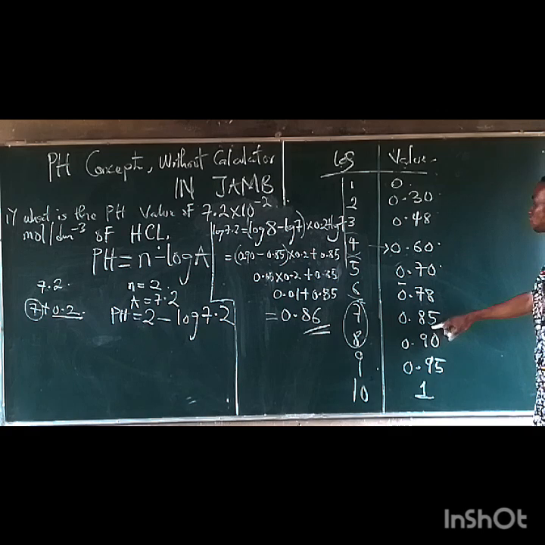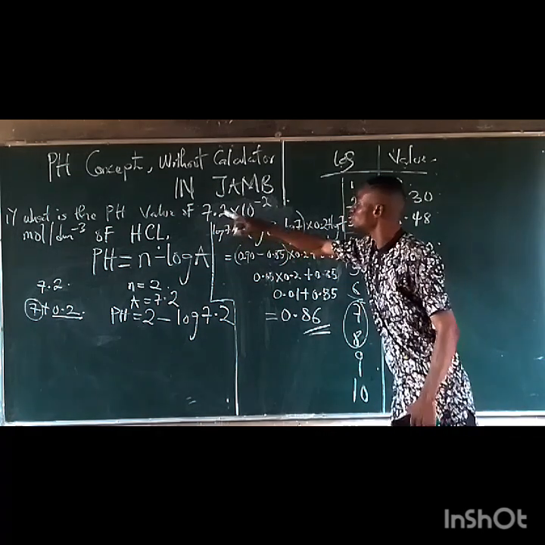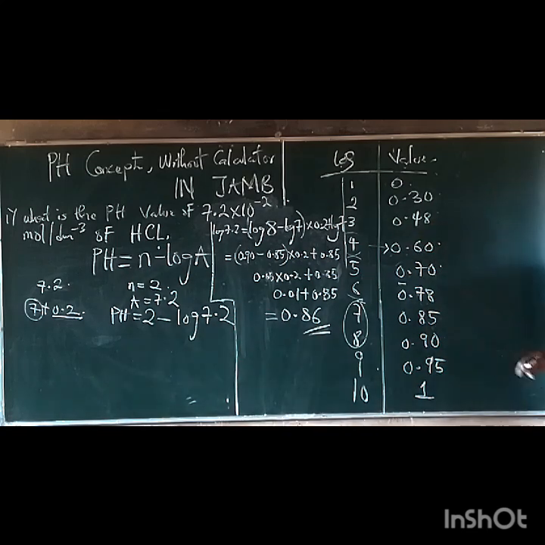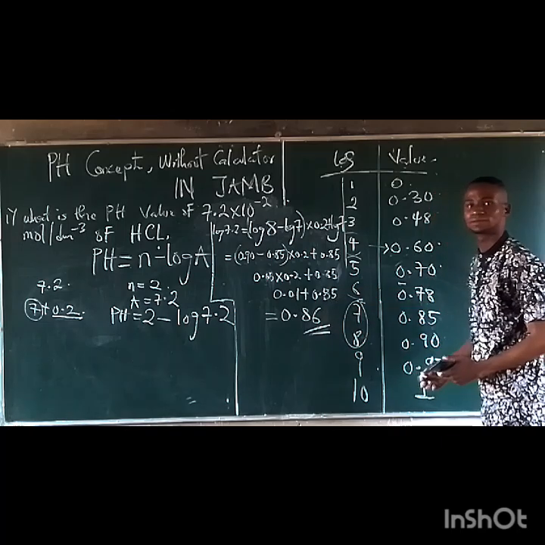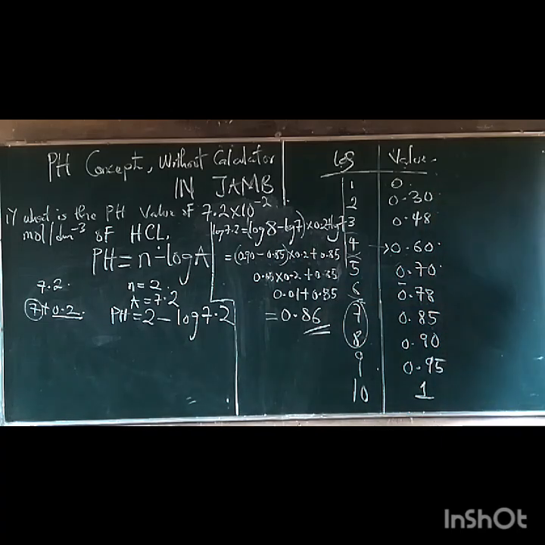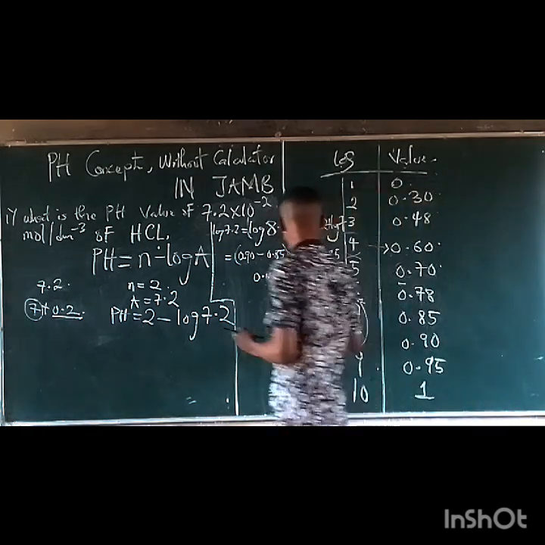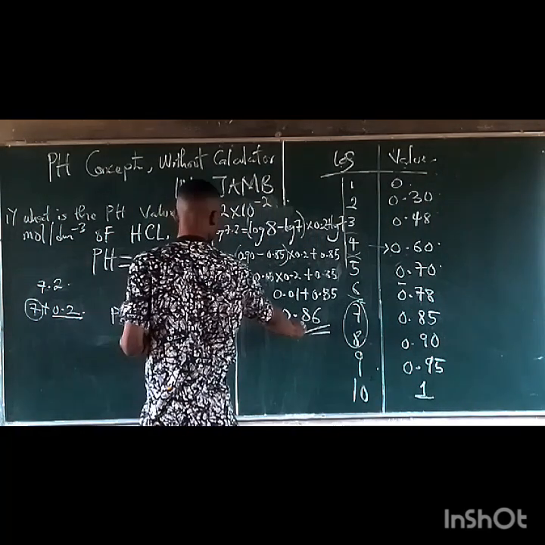0.86. Can you see? It's just one higher than this because this value here is 2. Definitely, if that value there is something like 3, it can be 0.87. So it is something that you can easily get if you look at it very smartly. You can easily get it. But use this. So we are going to have 0.86.